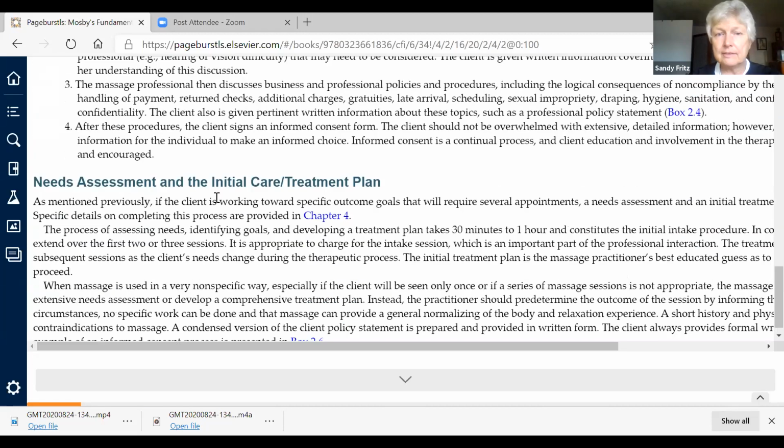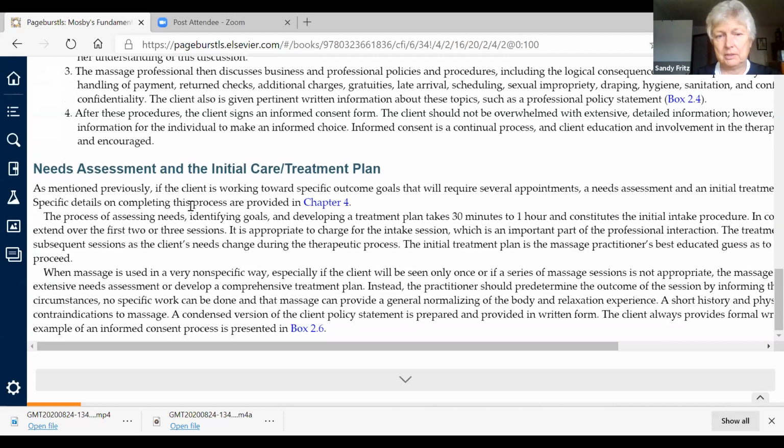That's where a needs assessment and the care plan comes in. And we'll be spending a lot more time in future chapters about assessment. But if you remember from the practice framework, the assessment is a very, very important part of being a massage therapist.